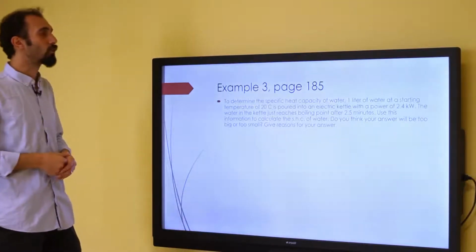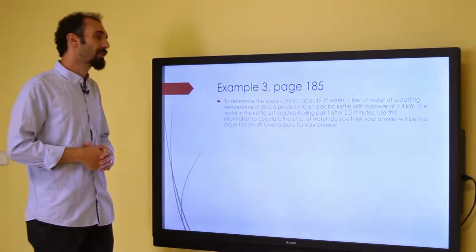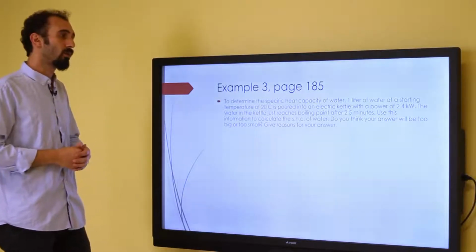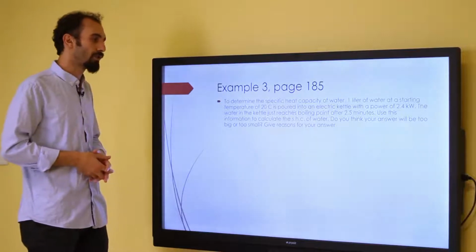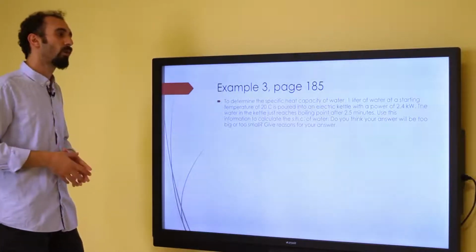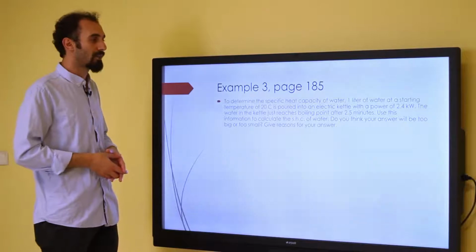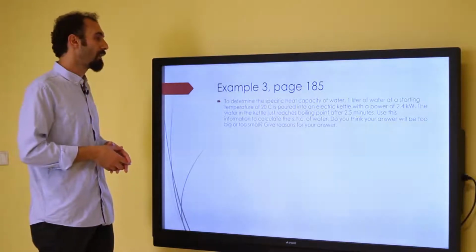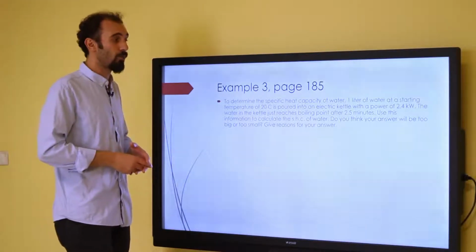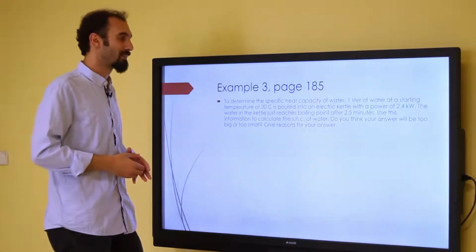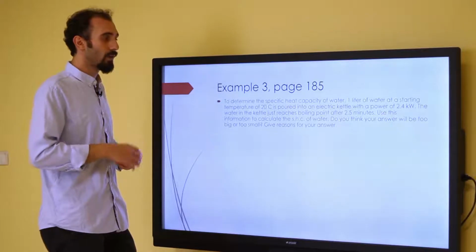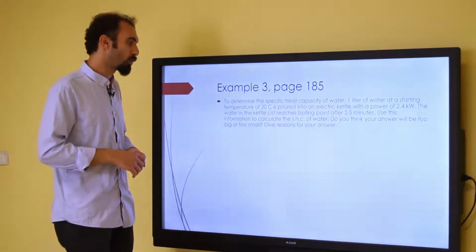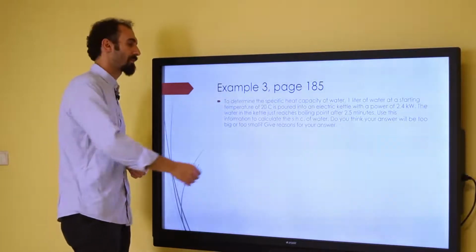Example number 3, page 185. To determine the specific heat capacity of water, 1 liter of water at a starting temperature of 20 Celsius is poured into an electric kettle with a power of 2.4 kilowatts. The water in the kettle just reaches boiling point after 2.5 minutes. Use this information to calculate the specific heat capacity of water. Do you think your answer will be too big or too small? And give reasons for that.